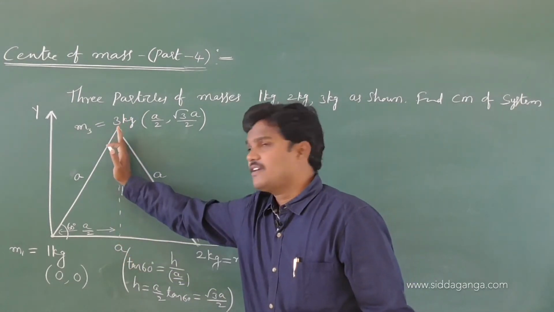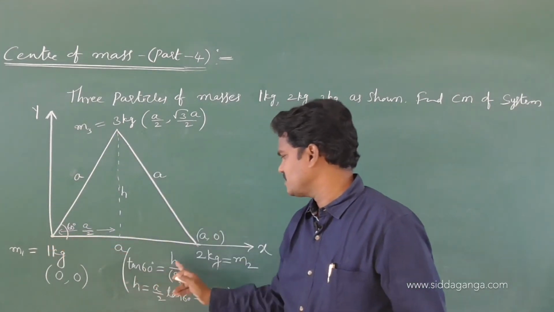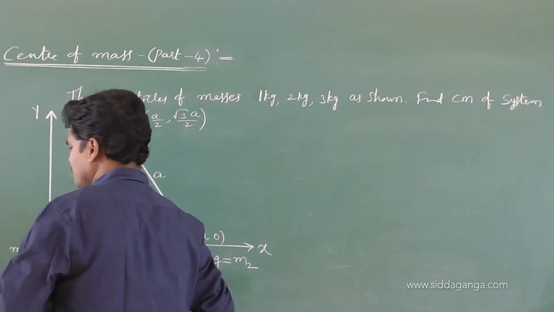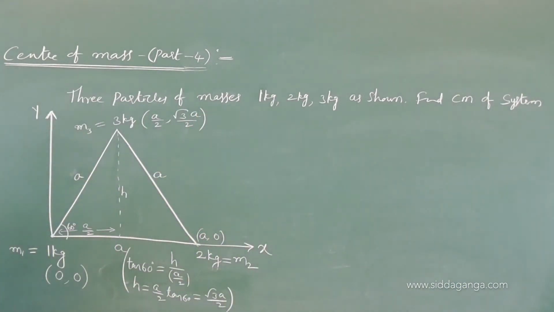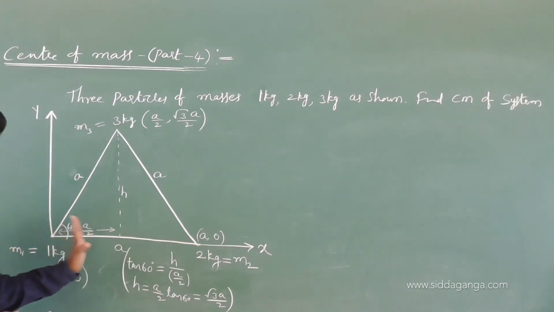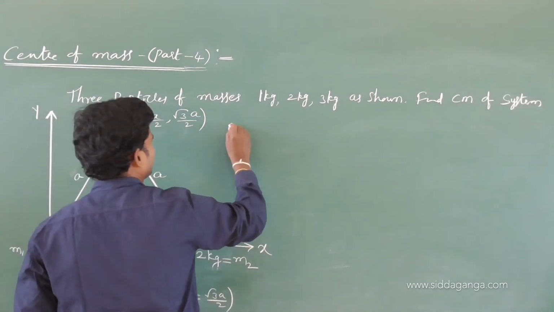This height is nothing but the y coordinate. So, y axis by x axis is nothing but tan theta, the slope. So, tan 60 is H by A by 2, so you will get root 3 A by 2. I think you know this one, let me write. Anyhow, I got 3 particles of masses M1, M2, M3 and the coordinates also. Let me write the data.